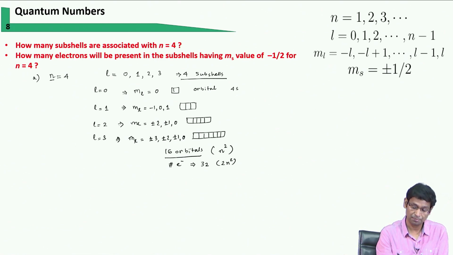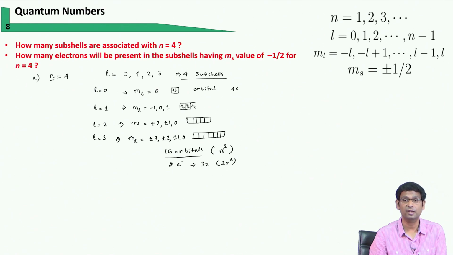So, how is that possible? Because each orbital can contain 2 electrons over here. Similarly, I can fill 14 electrons here, 10 electrons here. So, if I fill all the 16 orbitals, I can fill 32 electrons.